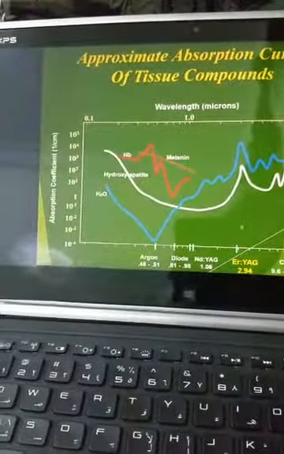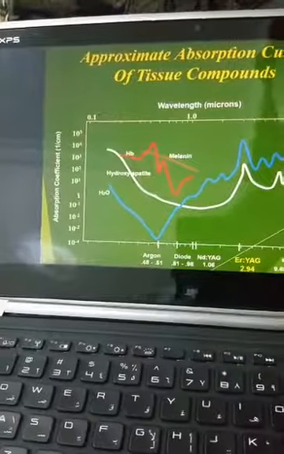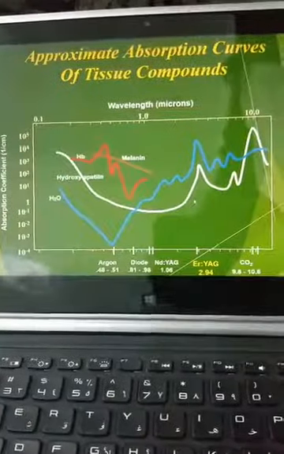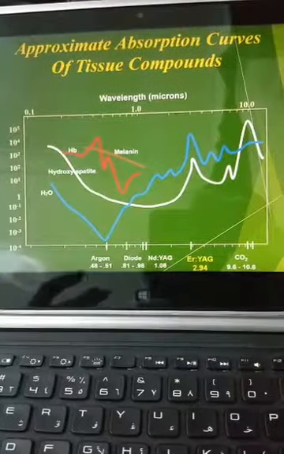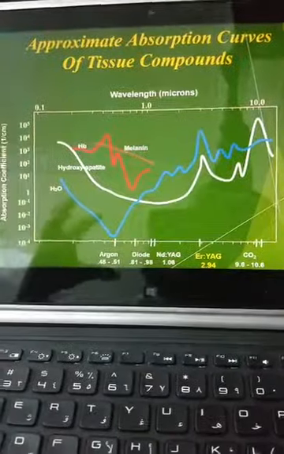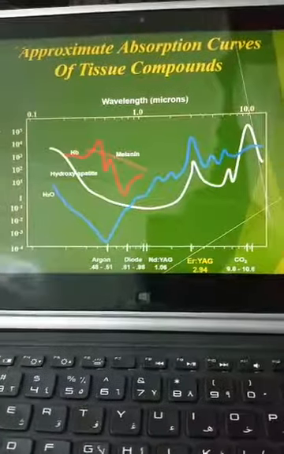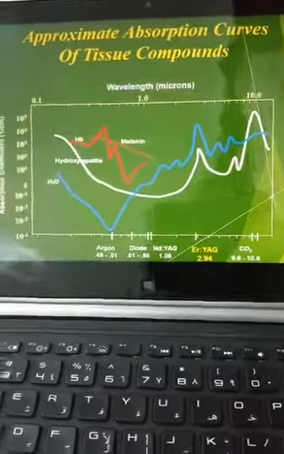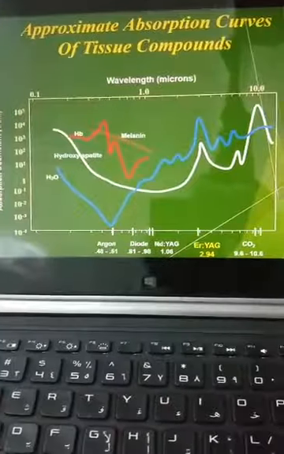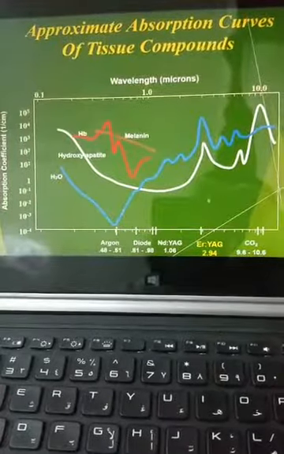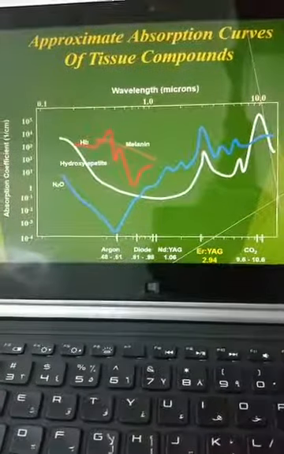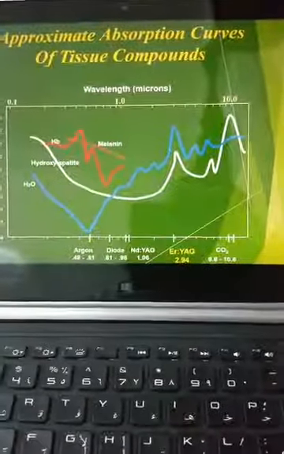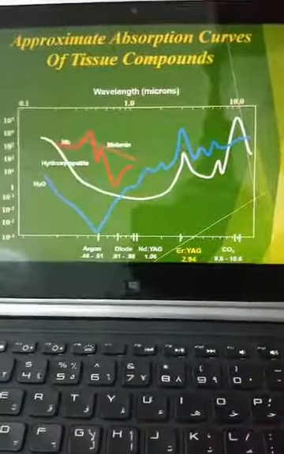If you go to the white line here, this is the absorption of the hydroxyapatite. Here we are going to talk about those lasers that can remove caries or can cut in hard tissue, and the best here is the erbium laser. It has a very high absorption. The erbium laser wavelength is 2.94 micron.